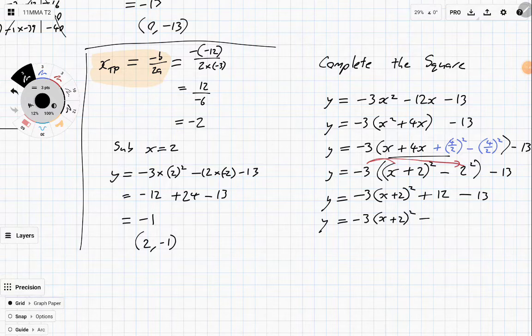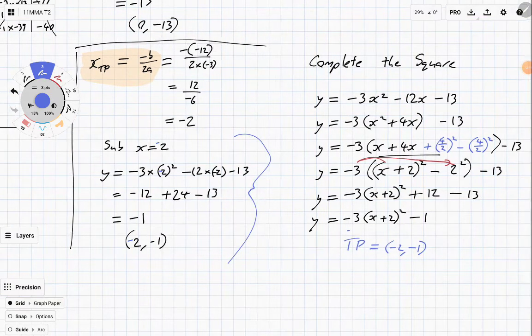And you can quickly see, right, that this is already in turning point form, therefore the turning point can be read off, and the turning point is equal to (-2, -1), which is exactly what we got over here if I'd remembered my negative sign that I keep seeming to forget in all of these steps over here. Alrighty, so those are the two different options of finding it, and you'll see that you get the same answer either way.